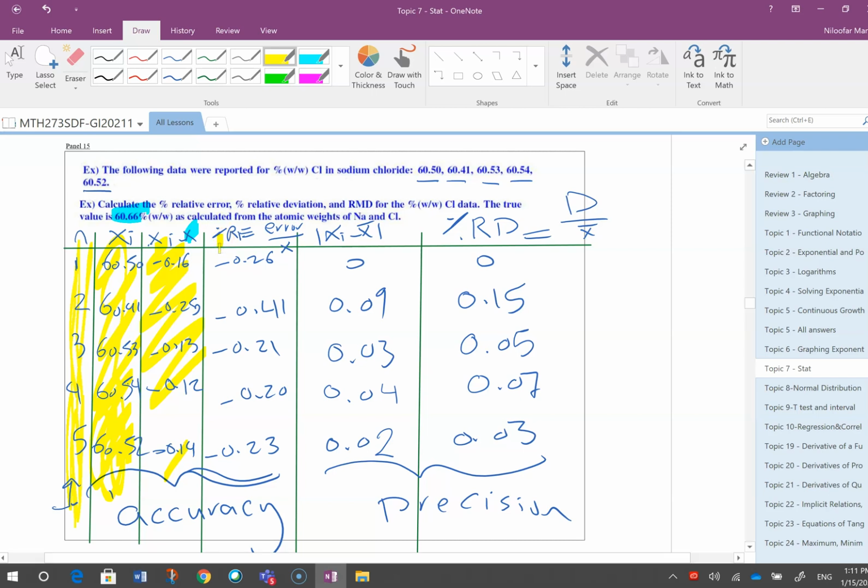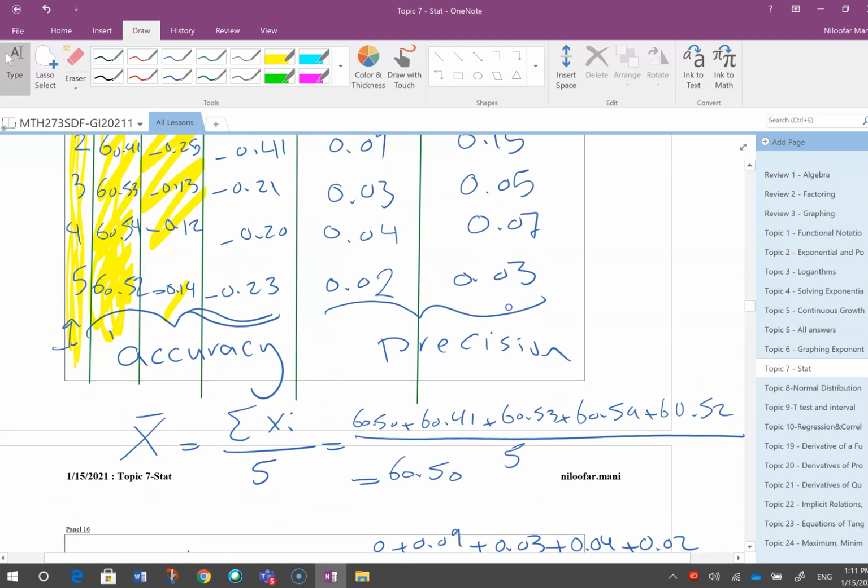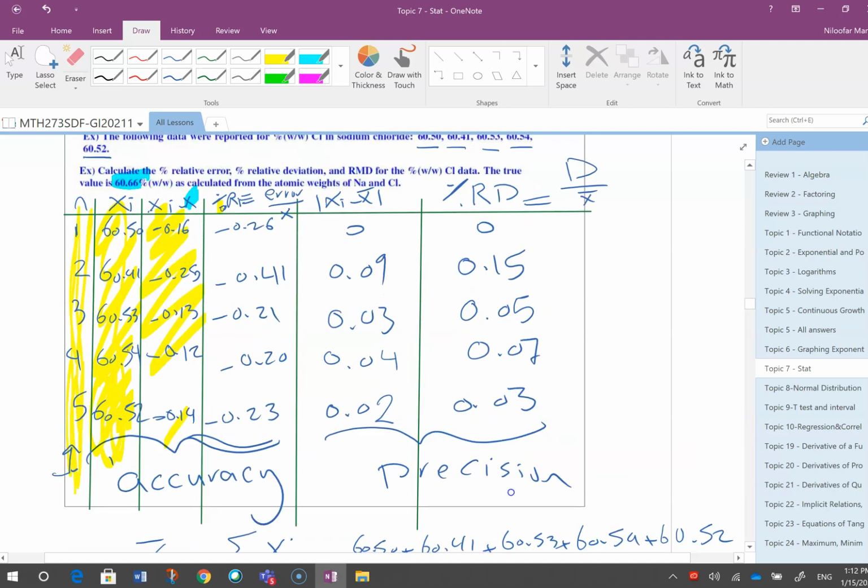Okay? So, one second here. Yeah. So then you find x bar. What is x bar? X bar is the mean. You add all of them and divide by 5. Okay, so this is x bar.